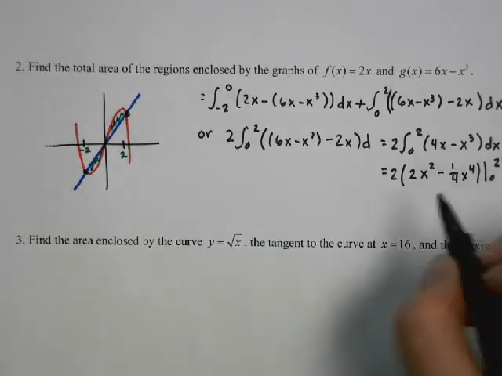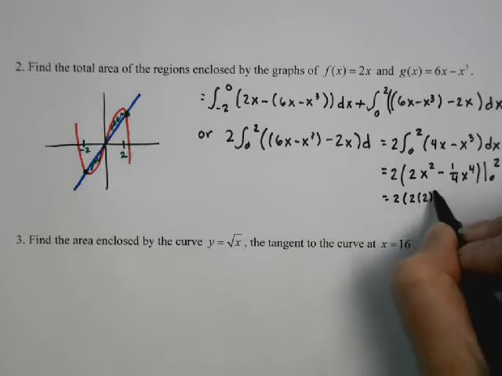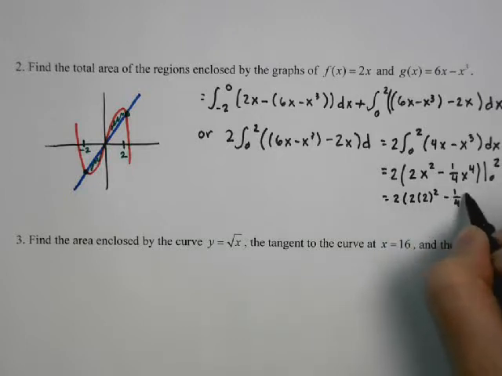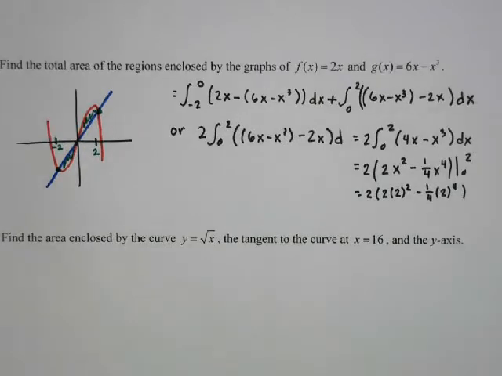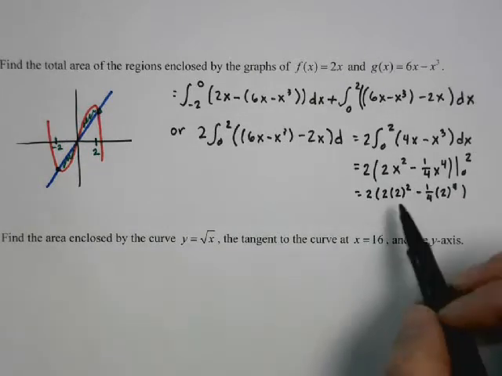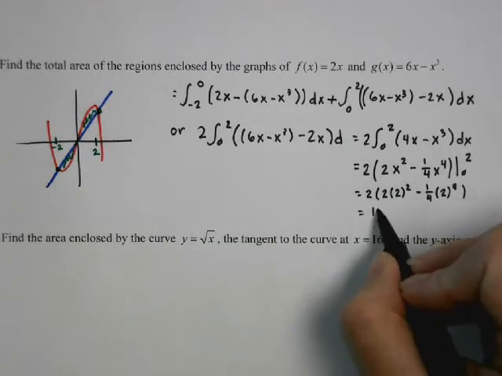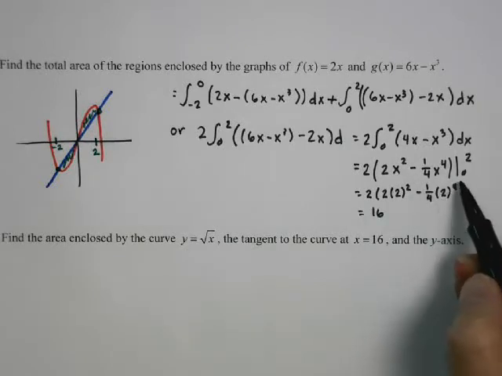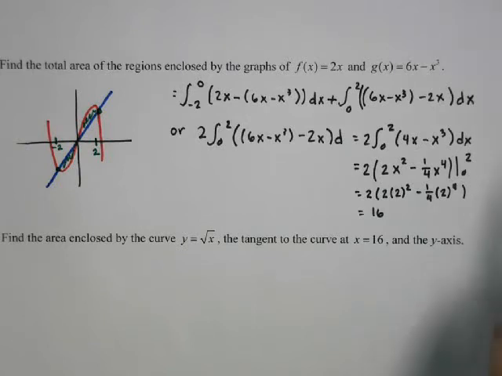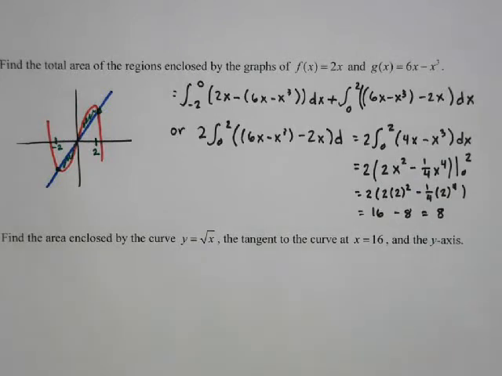Okay, so we're going to evaluate this at 2. So this is going to be 2 times 2 squared minus 1/4 times 2 to the 4th, minus 0. If I plug in 0, we're just going to have 0. So here we're going to have 2 times 2 squared, so that's 8 times 2 is 16. Then 1/2 times 2 to the 4th: 2 to the 4th is 16, divided by 2 would be 8. So this integral is 8.